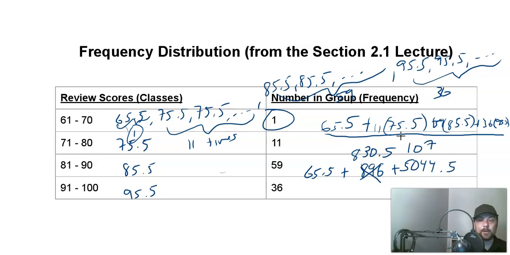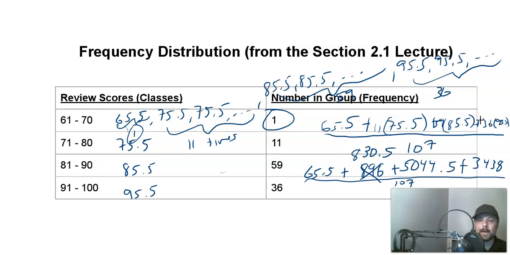So this should be 830.5. I apologize for that. Plus, this will be 36. So let me clear that out. 36 times 95.5, which is going to be 3,438. Okay. And then we're going to add those numbers up and divide by 107.